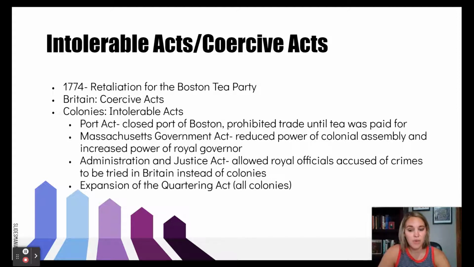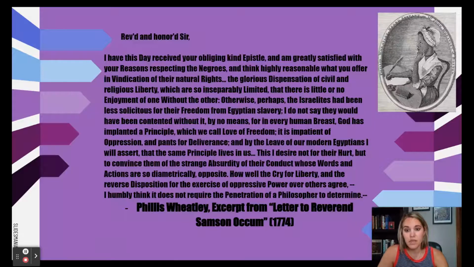And so there's a variety of components to these acts, but one is going to be to close the port of Boston, and all trade will be prohibited until the tea is paid for. It's going to reduce the power of the colonial assembly and increase the power of the royal governor. Royal officials who are accused of crimes will now be tried in Britain instead of the colonies, and it's going to further expand the quartering of troops in all the colonies.